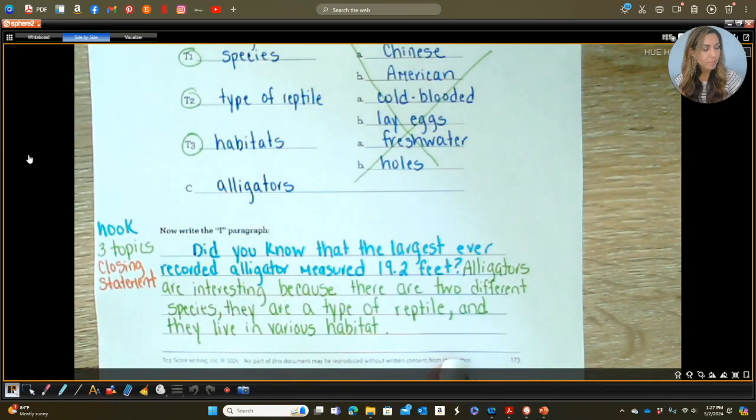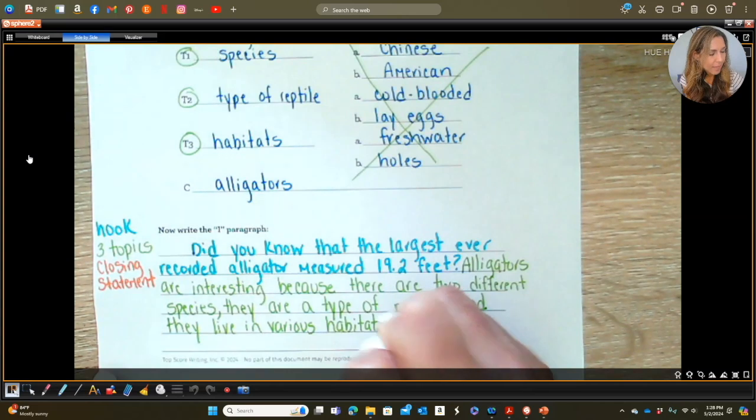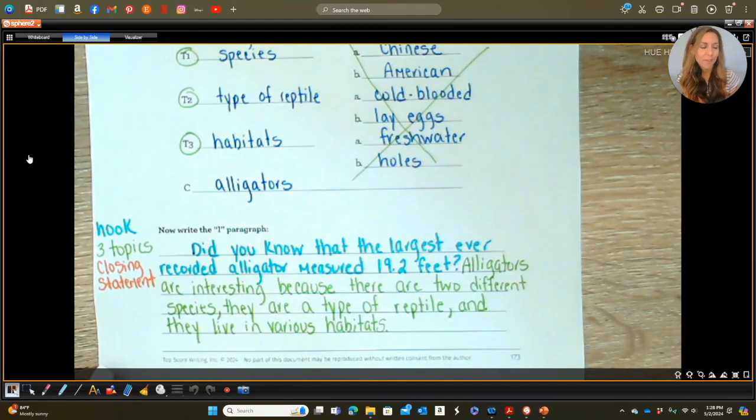Alligators are interesting because there are two different species. They are a type of reptile and they live in various habitats, right? I'm glad I found that mistake.